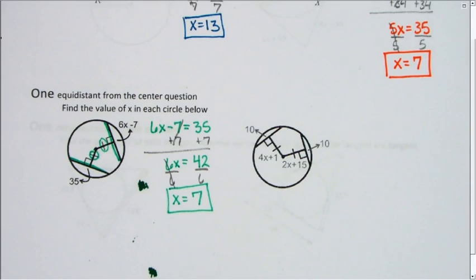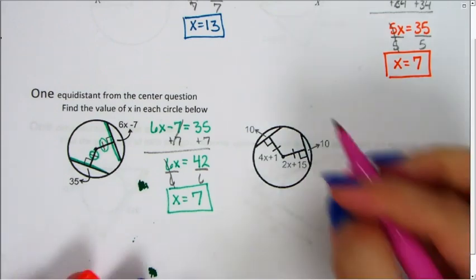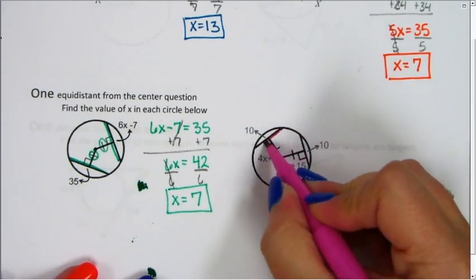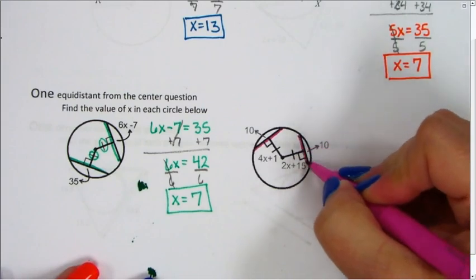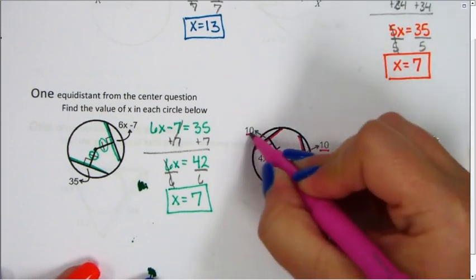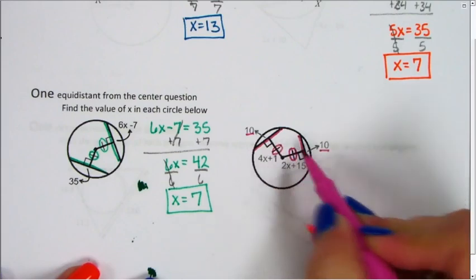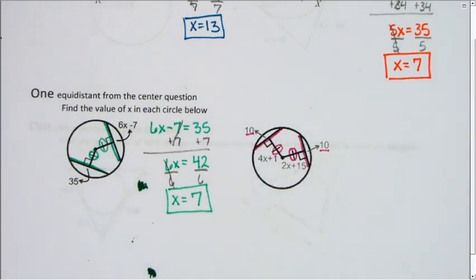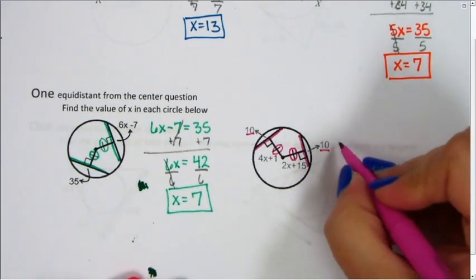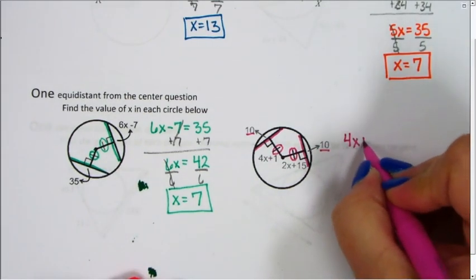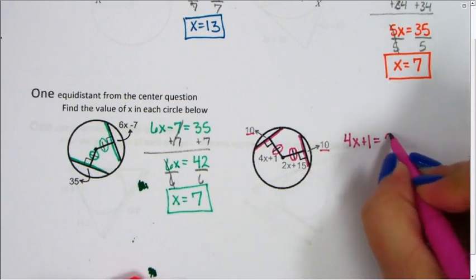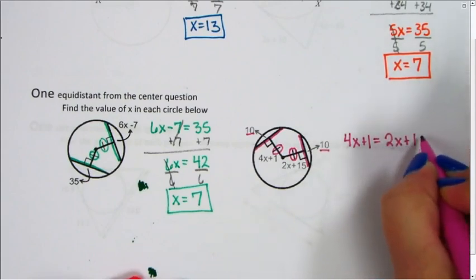My second example is the same but working backwards. This time I can see I have two chords that are the same length. This one's 10 and this one's 10. That means they must be equidistant from the center. Even without those tick marks there, because the two chords are 10, I don't need the tick marks to know that 4x plus 1 must be equal to 2x plus 15.